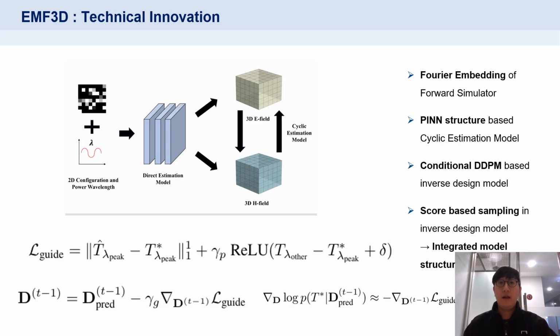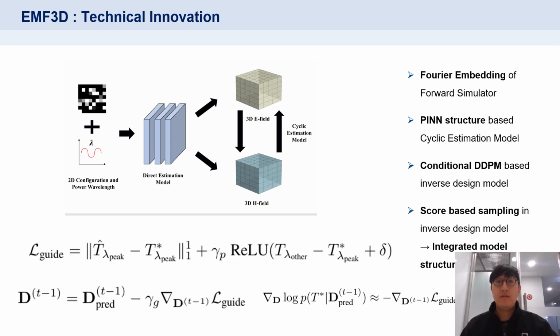Now, I want to highlight two key technical innovations that make our model particularly effective. First is our Fourier feature embedding for wavelength encoding and the cyclic estimation model based on physics-informed neural networks. The PINN architecture leverages the intrinsic coupling between EM fields described by Maxwell's equations. This cyclic design allows the model to iteratively refine predictions and correct errors from the initial prediction.